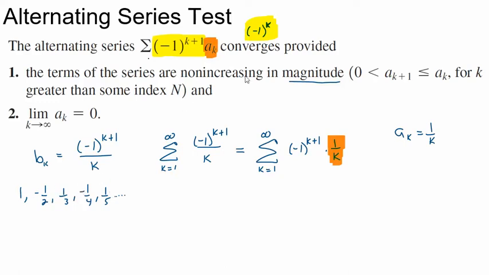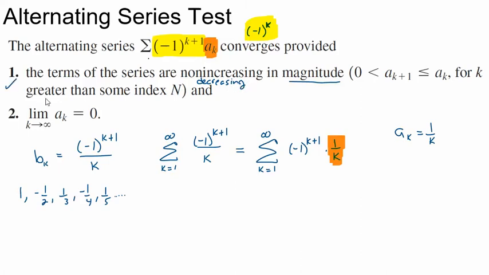Those are non-increasing. Remember, the only difference between non-increasing and decreasing is that non-increasing could also be equal to. For this particular example, these are actually decreasing in magnitude because I don't have two terms that are equivalent. Okay, so that's check. The terms of the series are non-increasing in magnitude.